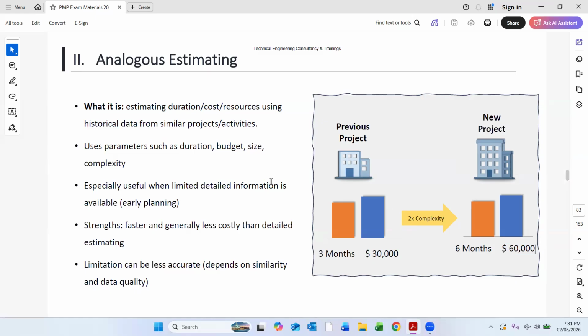It is especially useful when limited detailed information is available. So if we have limited information, we can use analogous estimation. It is faster and generally less costly than detailed estimation, meaning it is less time consuming and less costly compared to detailed estimation. Its limit is that it can be less accurate, depending on similarity and data quality.